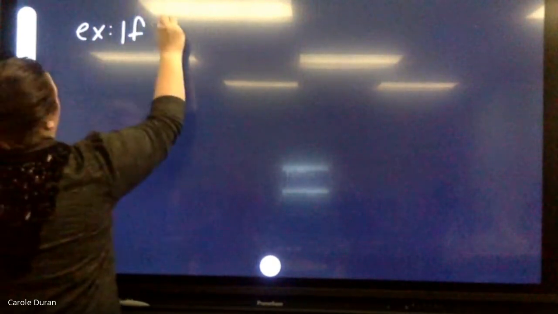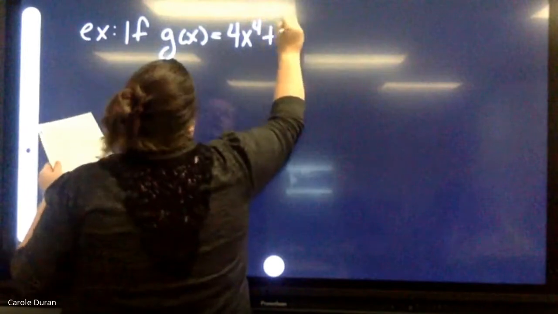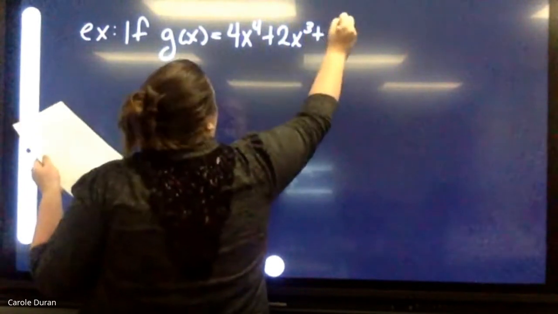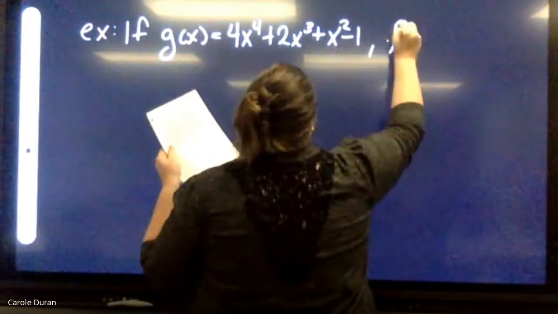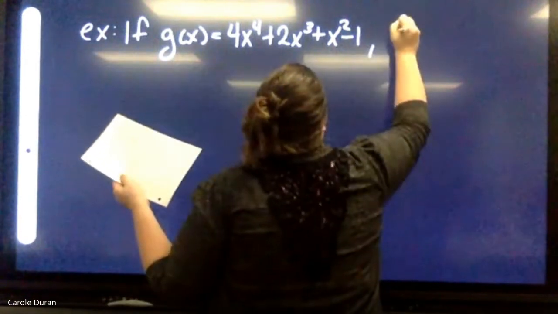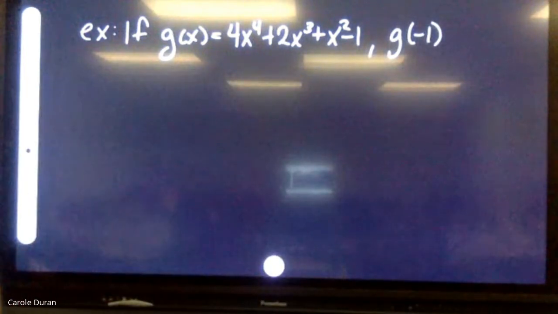Okay. So the next example. If my function g of x equals 4x to the 4th plus 2x cubed plus x squared minus 1. Using synthetic substitution, I would like to find g evaluated at -1.